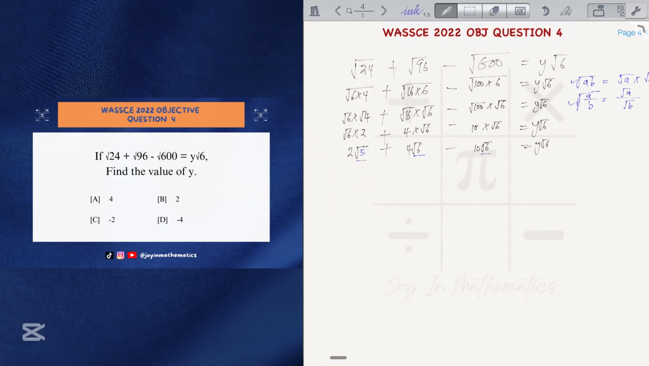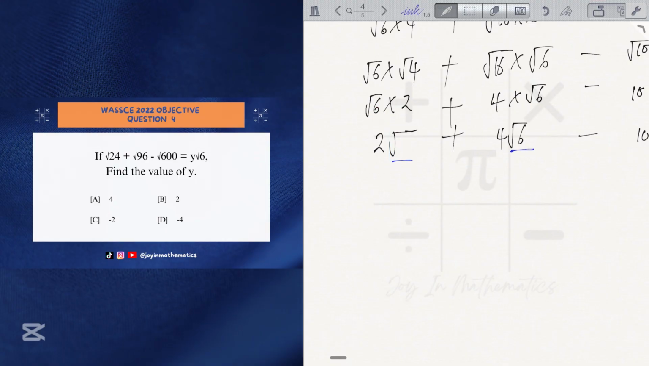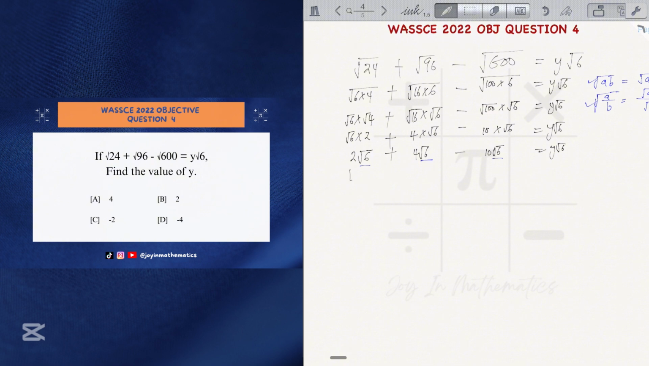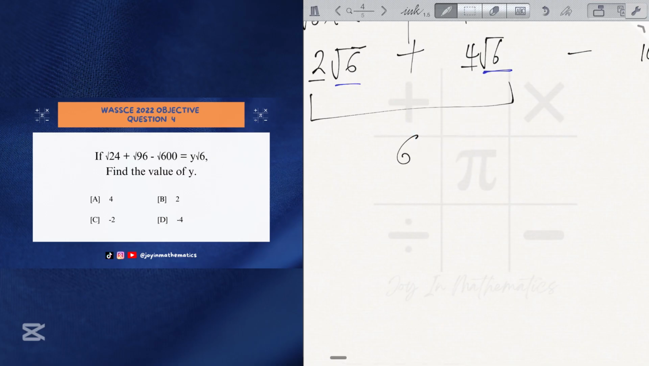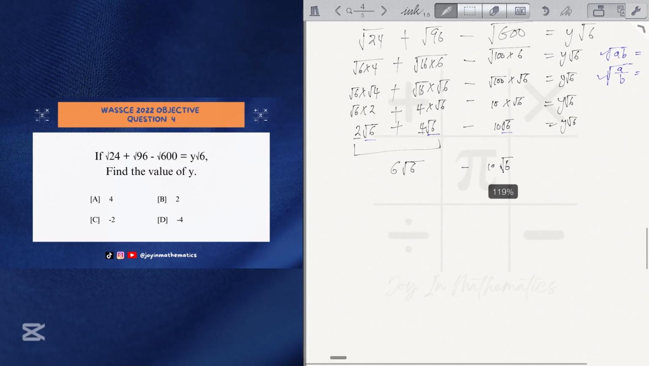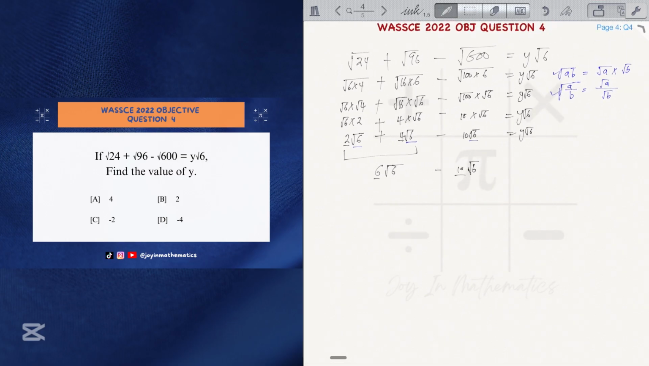So let's change this back to 6. And now the first thing, let's deal with the addition first. Let's add these two together. Adding these two together will give us 2 plus 4, and that will give us 6 root 6. Minus 10 root 6. Let's write it well. Now, if we subtract these from each other, we have 6 minus 10. 6 minus 10 is going to give us minus 4. So this is minus 4 root 6.